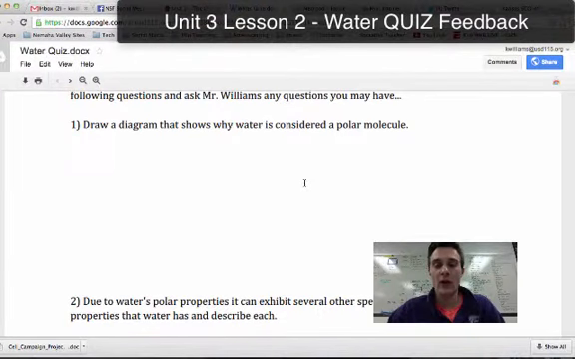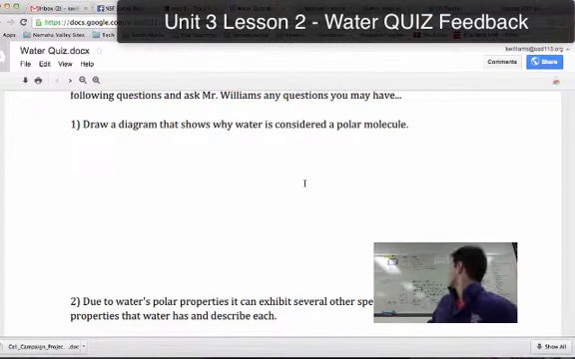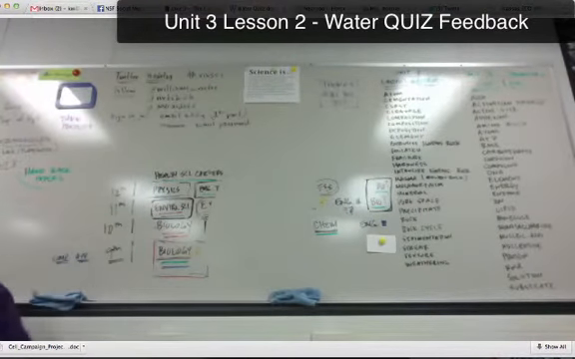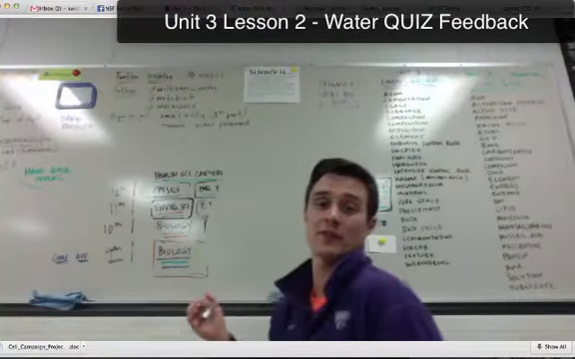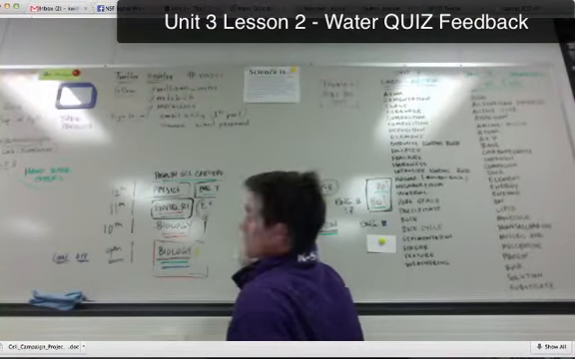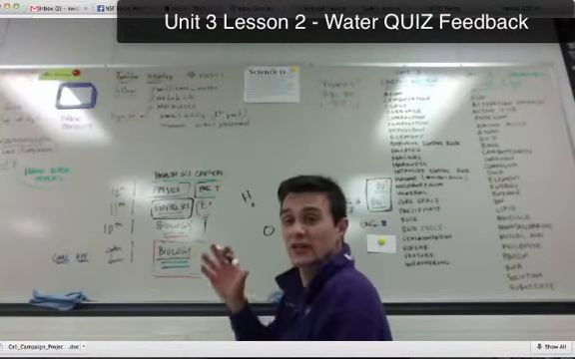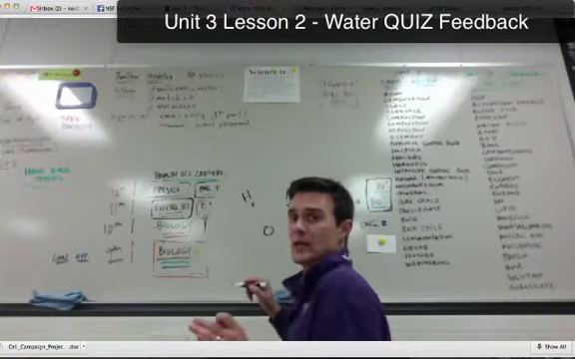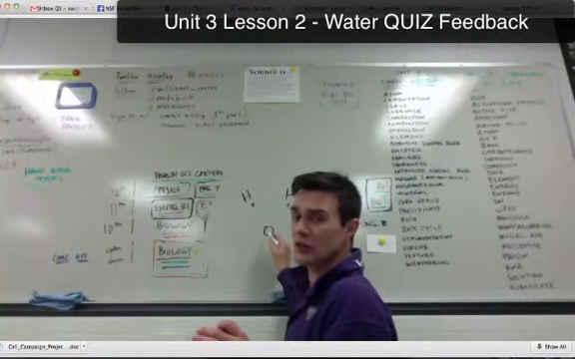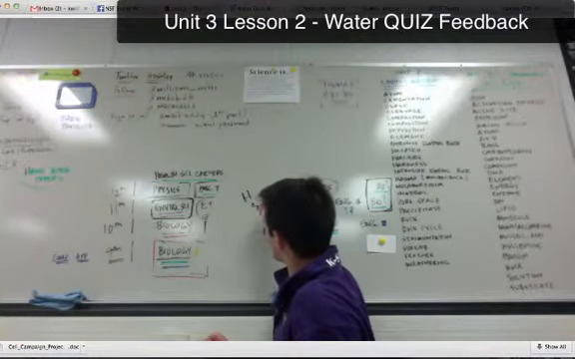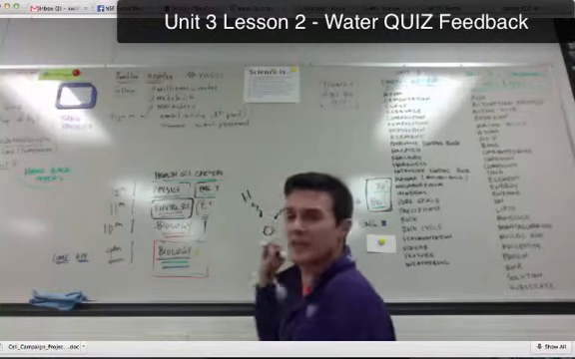Draw a diagram that shows why water is considered a polar molecule. You should have something that resembles what I'm going to have on the board up here. So our oxygen atom, our 2 hydrogen atoms, and those electrons that are part of that hydrogen atom, because of the 8 positive charges inside of this oxygen atom's nucleus, these electrons are pulled a little closer to that area.